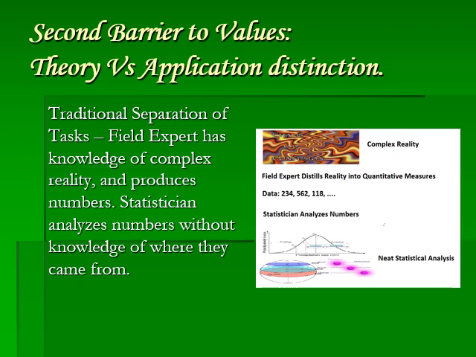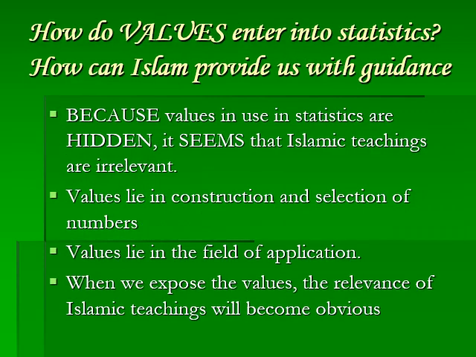So this separation of tasks, the field experts deal with reality, statistician deals with numbers. This is wrong. You cannot analyze the numbers independently of the reality. And once we start doing analysis of data in conjunction with the reality, then automatically the purpose of the analysis will come in. And when we come to purpose, then values will be involved. And so we will illustrate this in many places in this course. So basically, we've come to the end of this exposition. How do values enter into statistics?